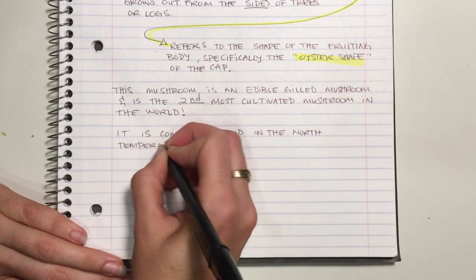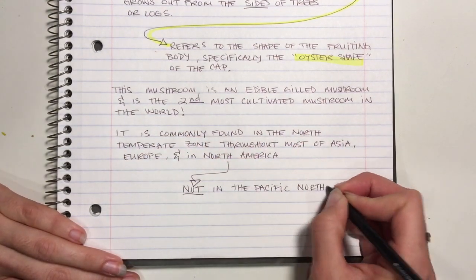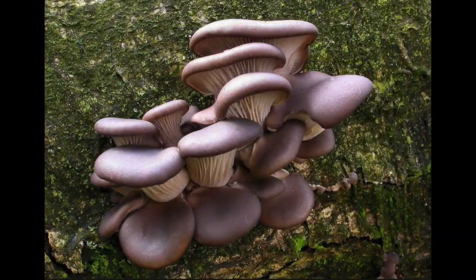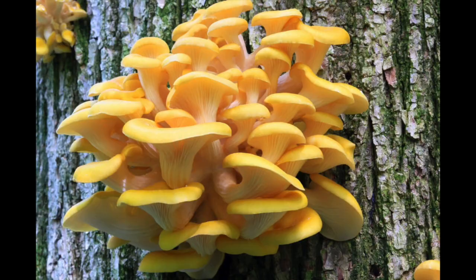It is commonly found in the North Temperate Zone throughout most of Asia, Europe, and in North America, although not in the Pacific Northwest of the US. There is a lot of phenotypic variability across wide geographic ranges as well.